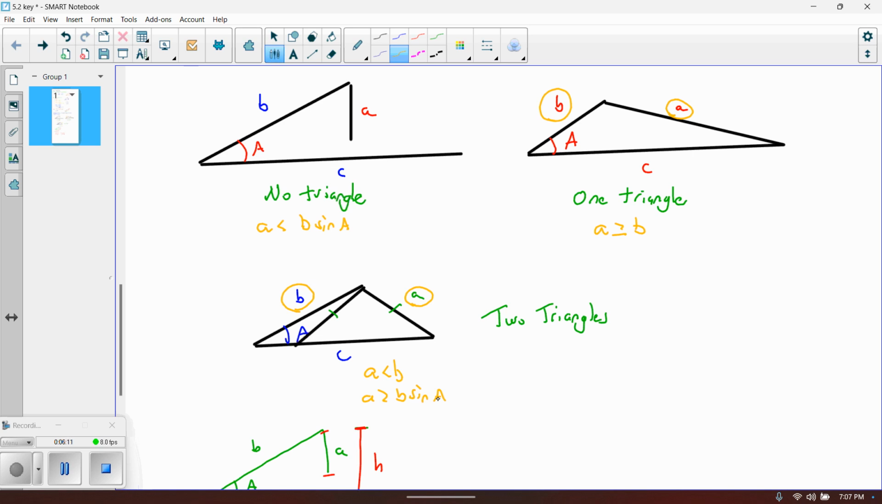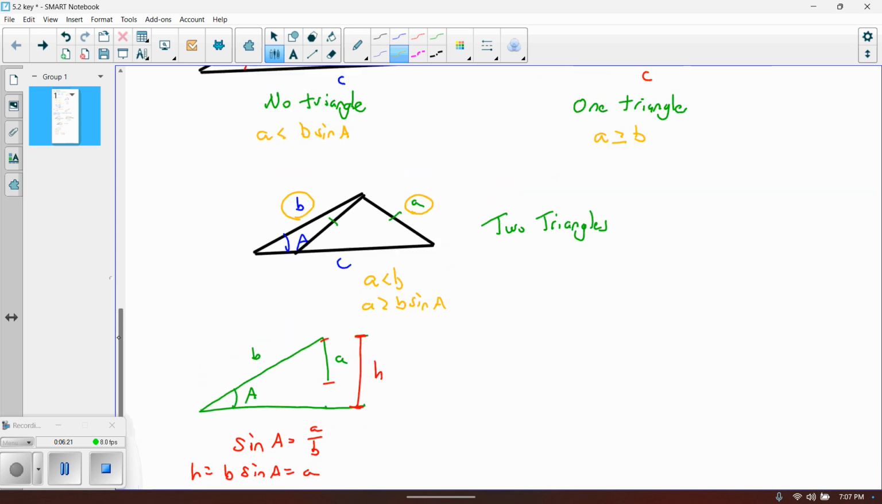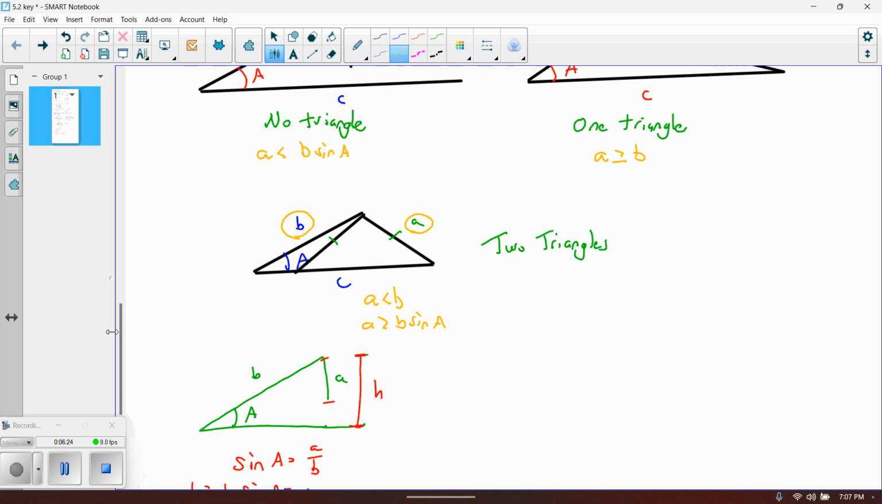And again, this is a circumstance where they give you two sides and an angle opposite of one of those sides. So now let's do some examples and see how this works. The ones that take the longest are the two triangle ones because, well, there's two triangles. So you really have to figure out both of them. Let's do one where we show it just doesn't work at all. You just can't possibly get a triangle out of it.